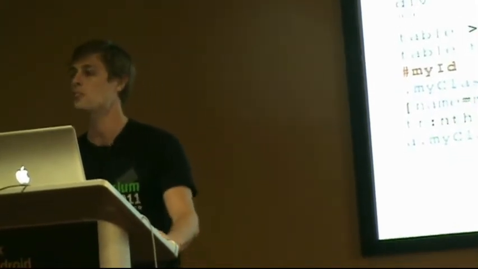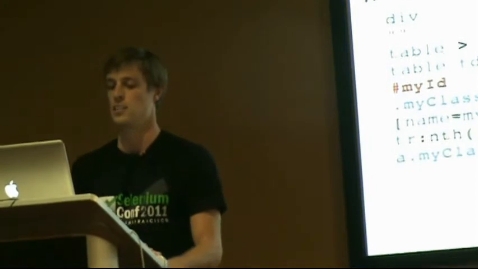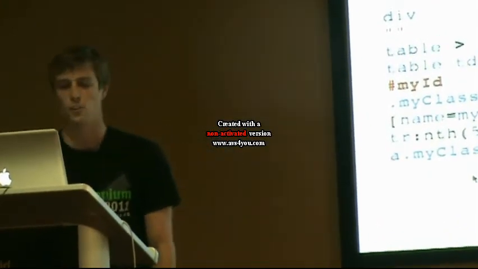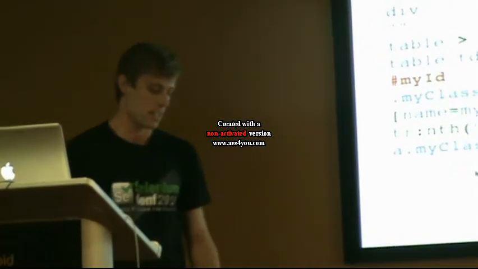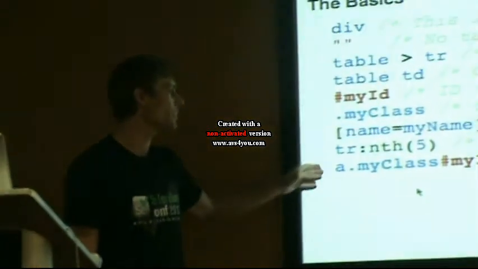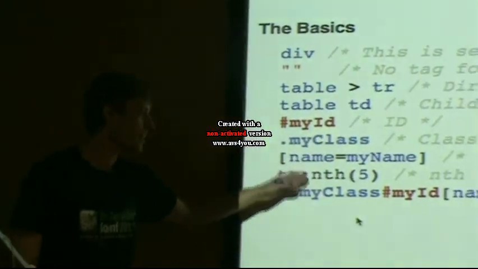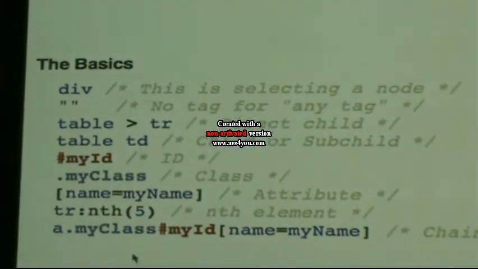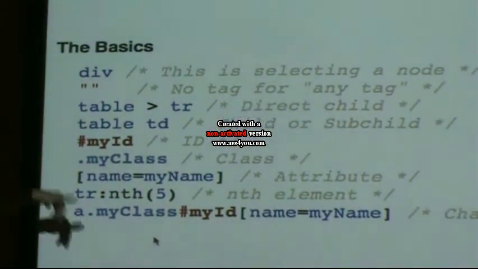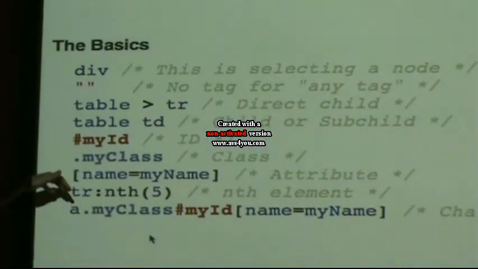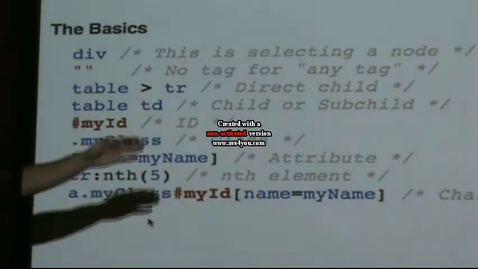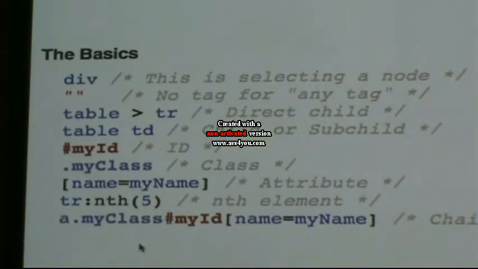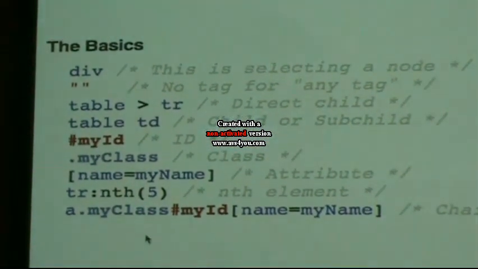Now, if you're going to move to Selenium 2, that's a problem that we're going to talk about later. And of course, you can always chain them. So you can say, I want this link that has this class and also has this ID and also has this attribute. You can put as many as you want there. It's all pointing to a single element. Of course, if you want to go down the tree, you just add a space and go to the next description. That will take you down the DOM tree to find the element you're looking for.